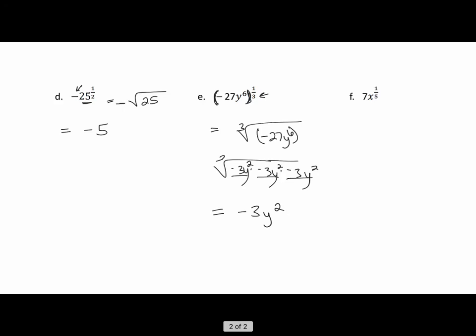And for f, we want a radical, and the base here, the exponent 1/5, is only touching x. So x is the base, the denominator is the index, and what do I do with the 7? It's in front, it stays in front. So 7 times the 5th root of x.